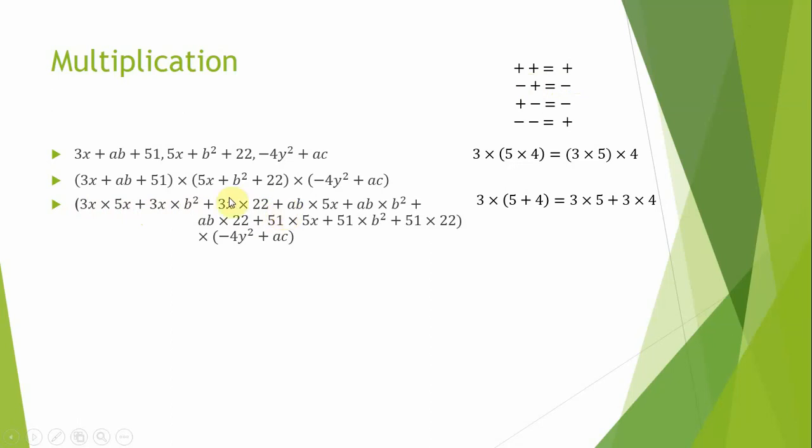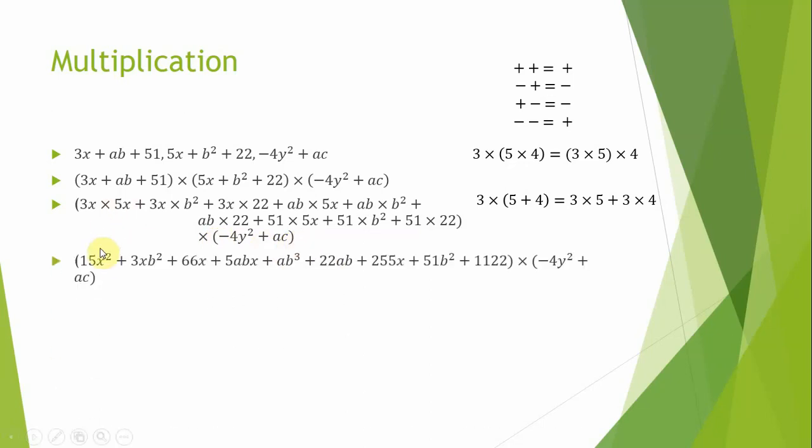So we add a plus ab into 5x. So this is our term here, ab into 5x, ab into b square, and ab into 22. Finally, we multiply 51 into 5x, 51 into b square, and 51 into 22. So this gives us the multiplicative product of the first and the second terms. We don't do anything with the third term for now. We simplify the second term and then we multiply it with the third term. So we simplify everything in the bracket here, multiply with everything in the bracket here.